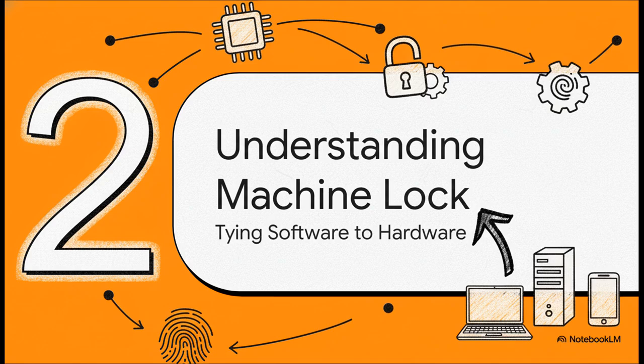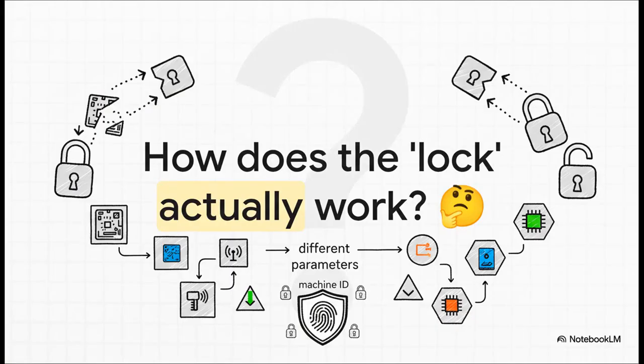Okay, so we know it creates a unique fingerprint, but how does it actually do that? This brings us to machine locking, which is the process of literally tying your software to the user's specific hardware and software setup. And that really is the million-dollar question, isn't it? The lock isn't just one thing. Think of it more like a combination lock. It's made up of different parameters.